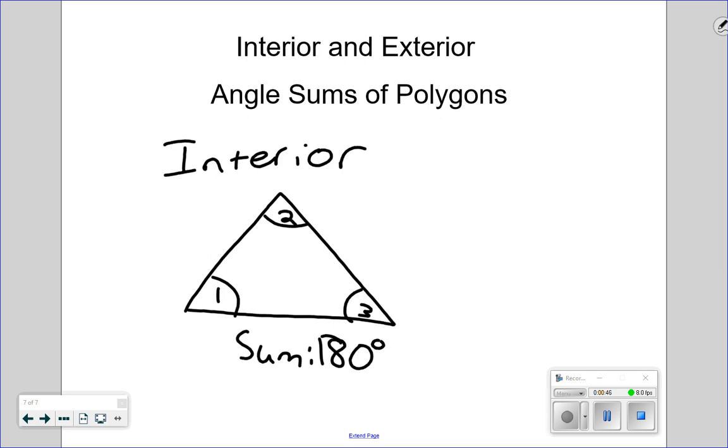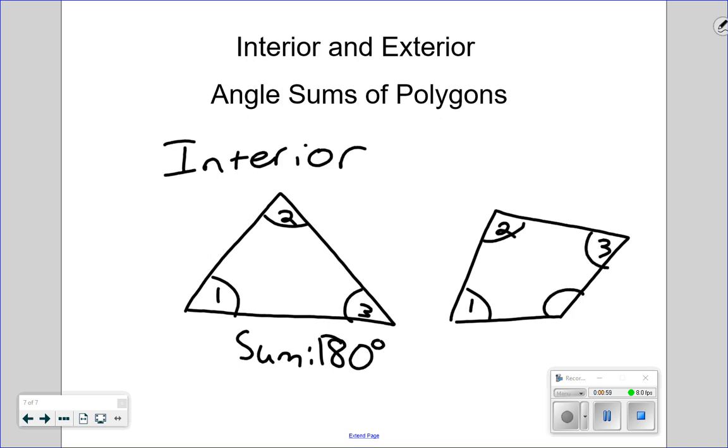Another thing you already know is a quadrilateral. A quadrilateral is any four-sided figure. It does not have to be a square or rectangle. Any four-sided figure will have four angles that are inside the figure, and those four angles should add up to 360 degrees. This should be a review. These are interior angles.